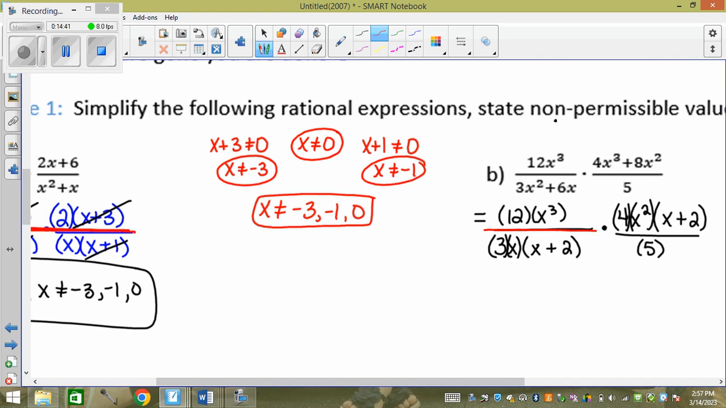Once I've done that, I can make a full numerator over a full denominator, just a simplification. How many brackets do I have in my denominator? 4, correct? 4 separate brackets. How many of them have variables? 2. So how many MPVs am I going to get? 2. I only get MPVs where there's variables. The 3 isn't going to get me an MPV. The 5 isn't going to get me an MPV. I'm going to get x can't equal 0 because of this one. I'm going to get x plus 2 can't equal 0. X can't equal negative 2.